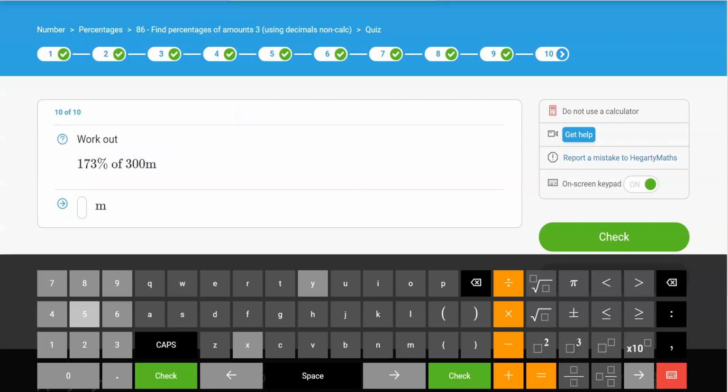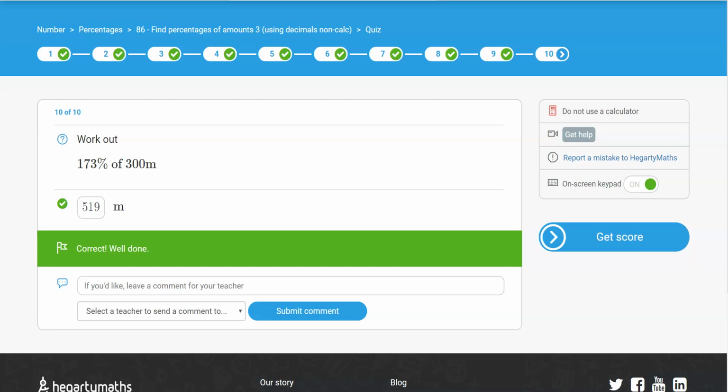Got very scribbly towards the end because I'm running out of time. Hopefully that all makes sense.